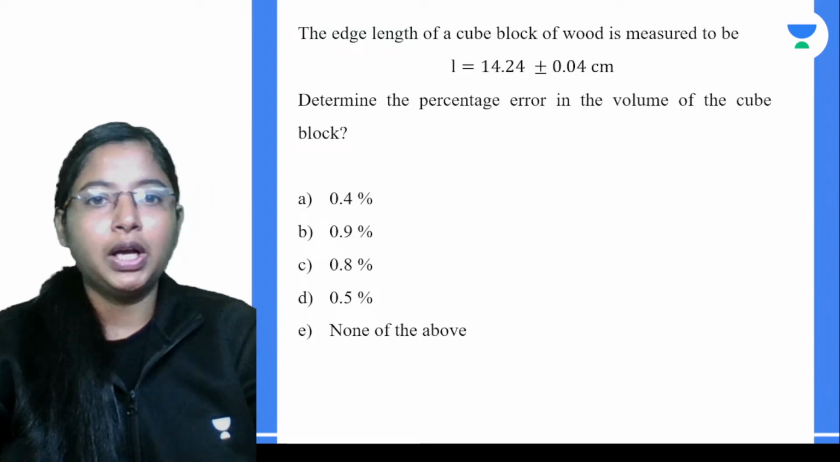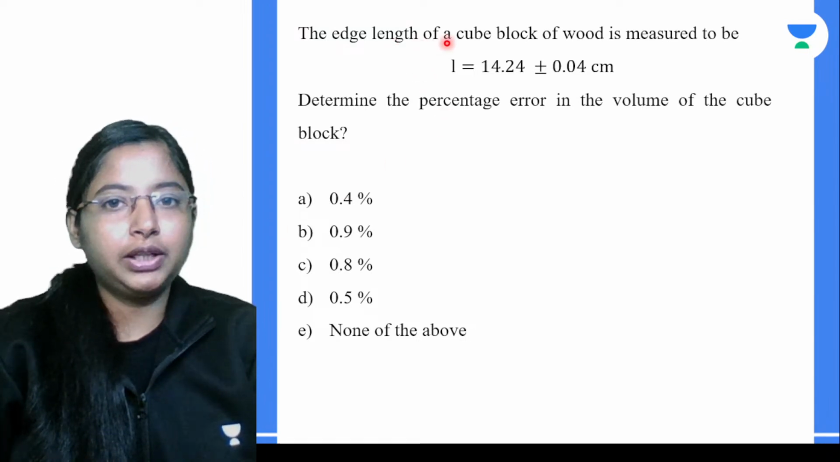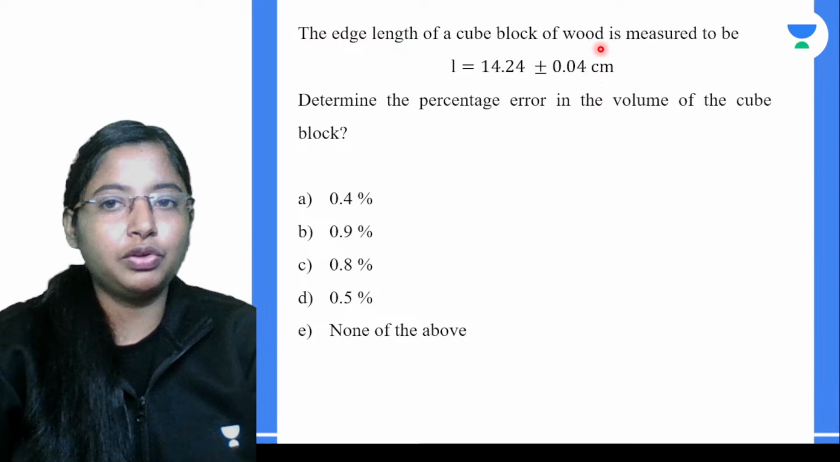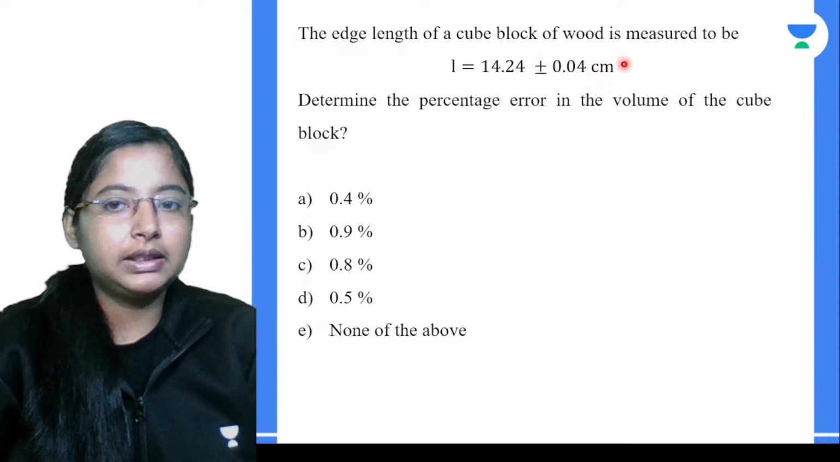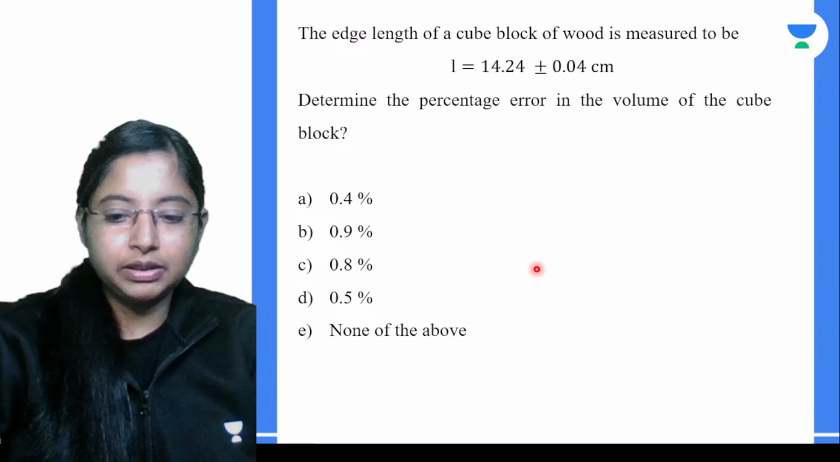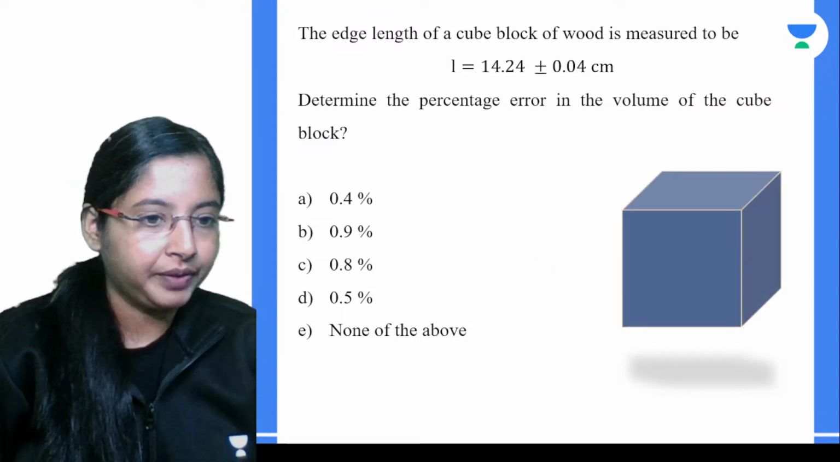The edge length of a cube block of wood is measured to be L equal to 14.24 plus or minus 0.04 centimeters. This is the error, in terms of absolute error. We have to determine the percentage error in the volume of the block. Very simple. What we want to determine is the percentage error in the volume of the block, right?